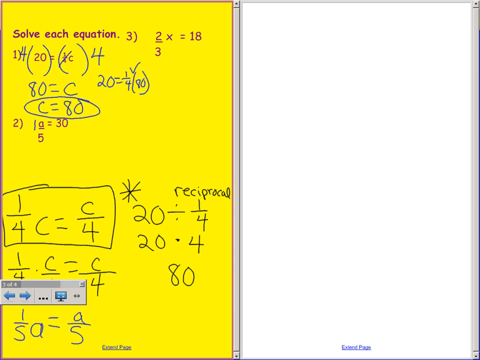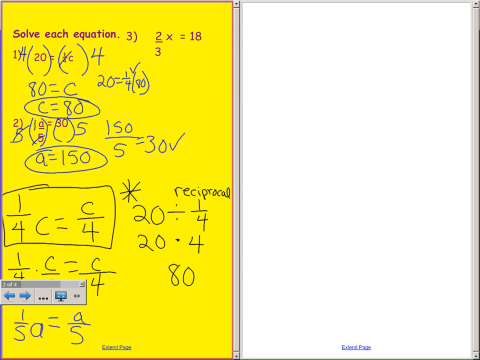So I know that it's a fraction. A fraction is a division problem. The opposite of division is multiplication. We show the work by multiplying by the reciprocal of 1/5. The reciprocal is 5. All that's left on the left is A, and on the right, we have 150. If we were checking this, then we're saying 150 divided by 5 is equal to 30. And of course, that does check.